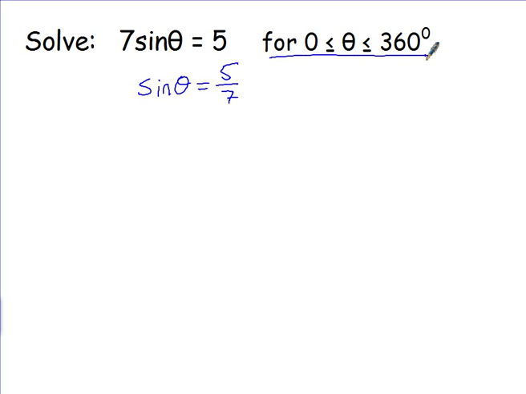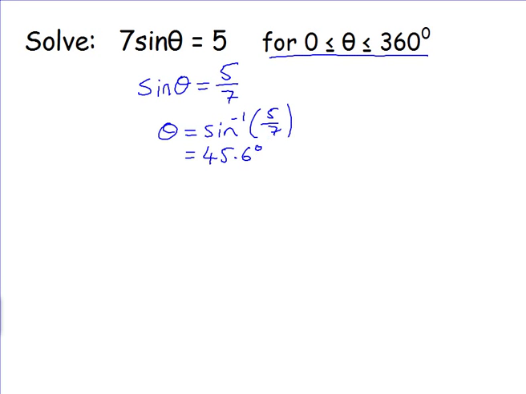equation has a set of values that theta can be between 0 and 360 degrees, and we're going to look for any solutions that are in that range. Now the first solution is really quite easy to find. You can use your calculator and just use the inverse sine button. Inverse sine of 5/7 will give you one solution of 45.6 degrees.